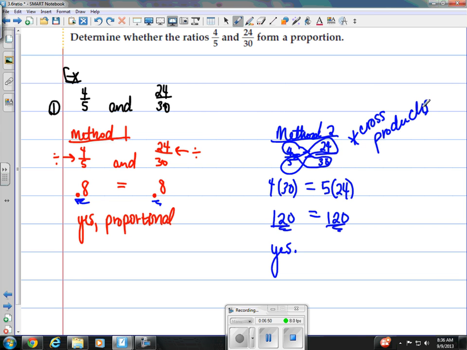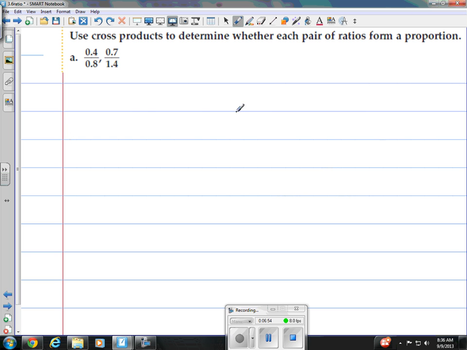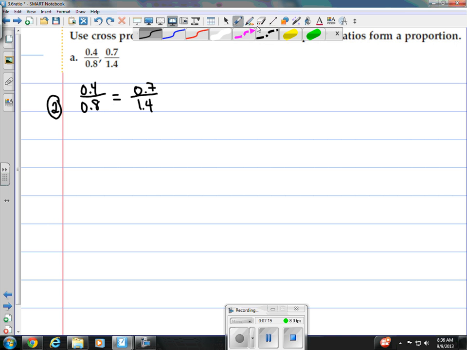Okay. Now, let's go on to example 2. Our second example says to use cross products. That means we have to use our second method we saw to solve this second example. So 0.4 over 0.8. Remember, you have to set them equal to do a cross product. Equals 0.7 over 1.4. So we set up a proportion. Remember, proportion means two ratios are set equal. So you gotta have an equal sign between them.